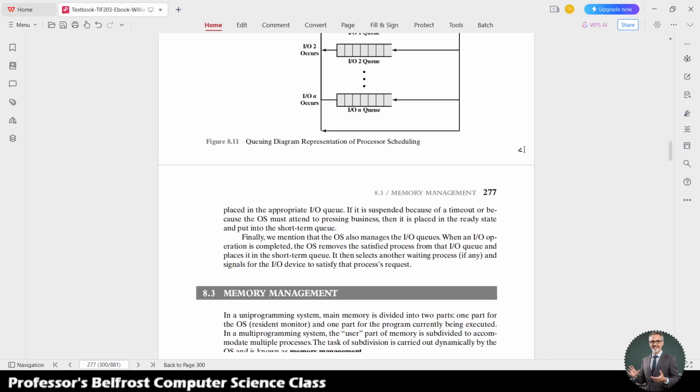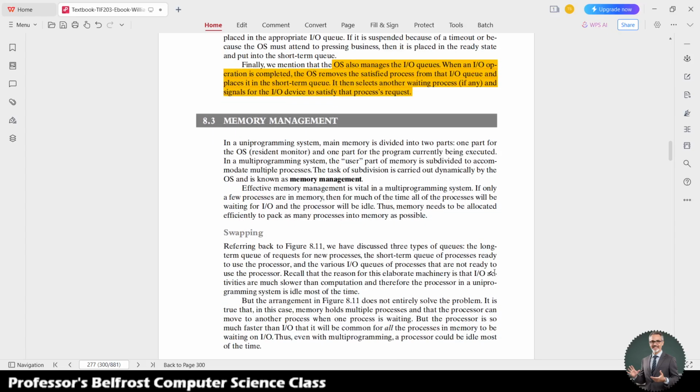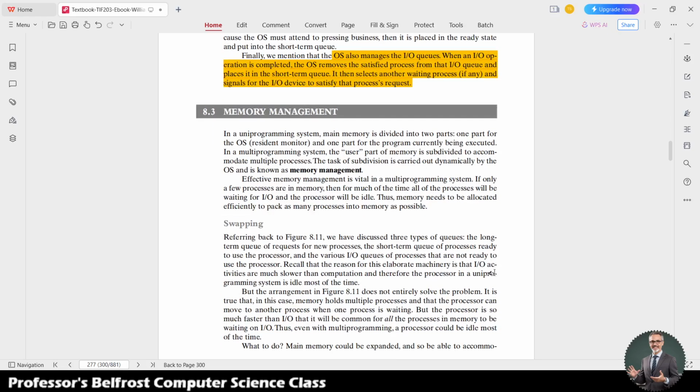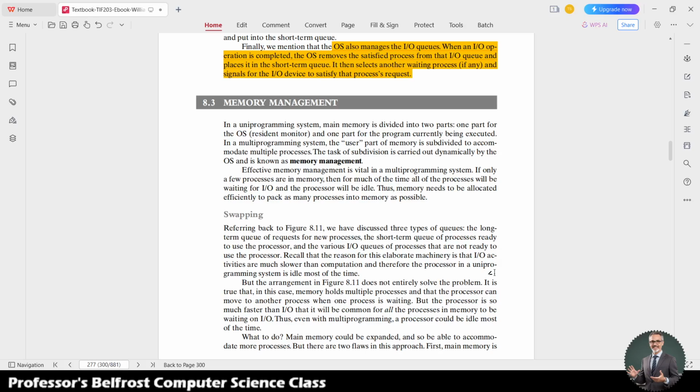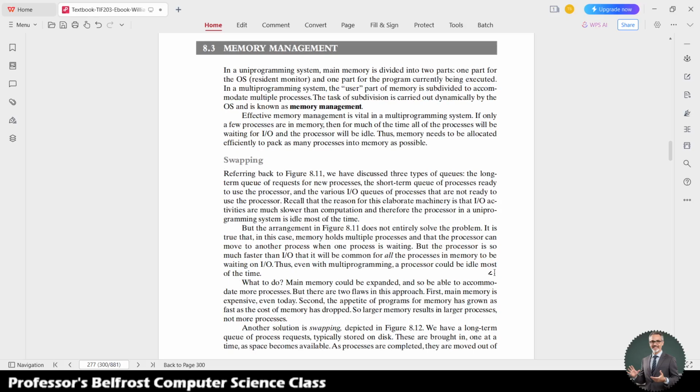Okay. So the OS manages the IO queues, and when an IO operation is completed, the OS removes the satisfied process from the IO queue and places it in the short-term queue. It then selects another waiting process and signals the IO device to satisfy that process's request.